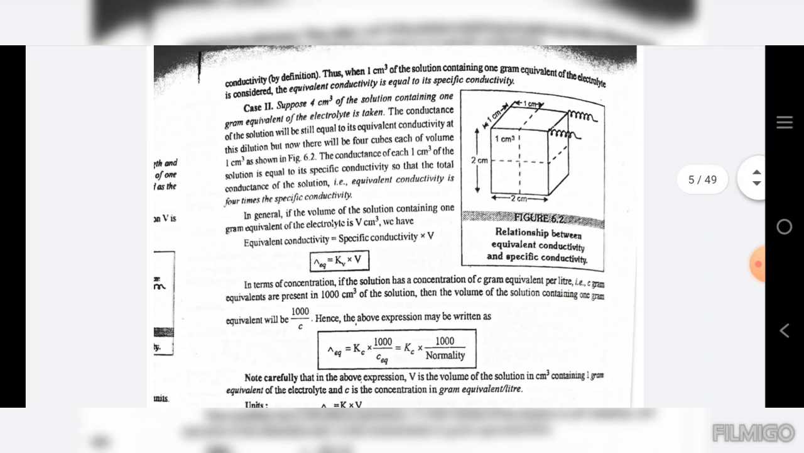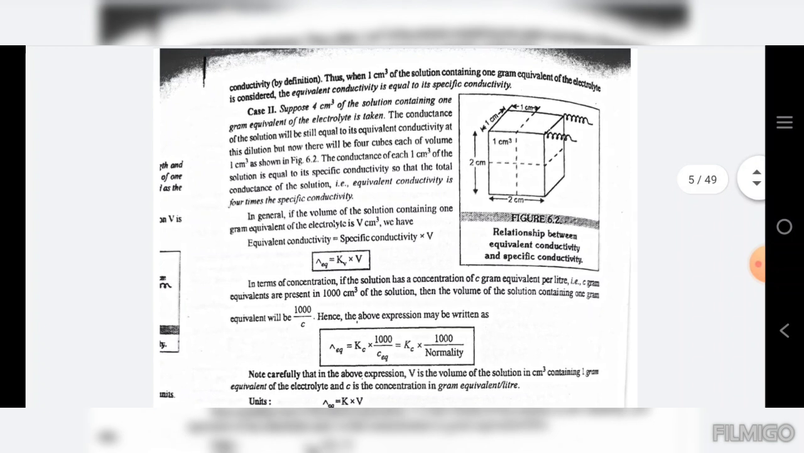Case number 1. Suppose 1 centimeter cube of the solution containing 1 gram equivalent of the electrolyte is taken in the vessel. The conductance of this solution will then be its specific conductivity. Further, if the 1 centimeter cube of the solution taken contains 1 gram equivalent of the electrolyte, the conductance of the solution will be its equivalent conductivity by definition. Thus, when 1 centimeter cube of the solution containing 1 gram equivalent of the electrolyte is considered, the equivalent conductivity is equal to its specific conductivity. Here, figure 6.2: relationship between equivalent conductivity and specific conductivity.